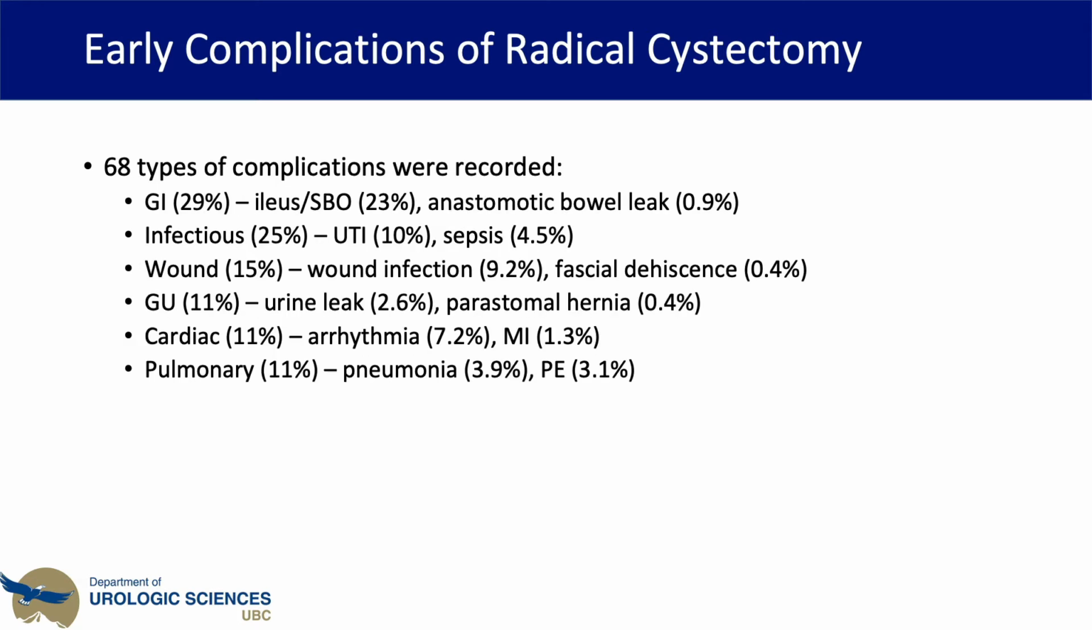Here's a brief summary of some of the complications. They classified 68 different types of complications. Here are some of the common ones as well as the more severe ones. We won't go through all of them, and there's certainly more than I've listed here. The one to highlight is parastomal hernia actually did barely make it on the list. 4 patients in this cohort had a parastomal hernia, and that's actually within 90 days of surgery. So not a significant early complication.